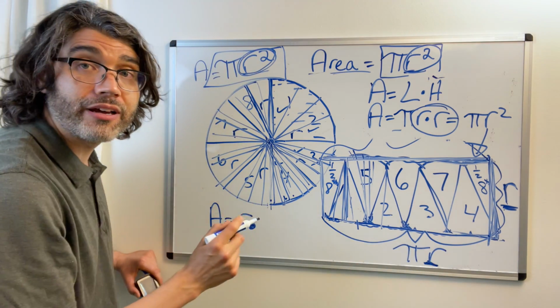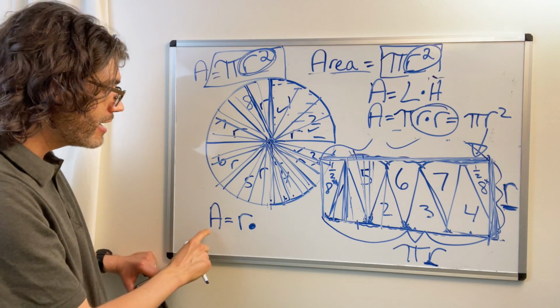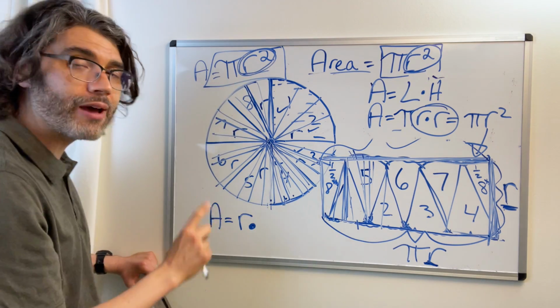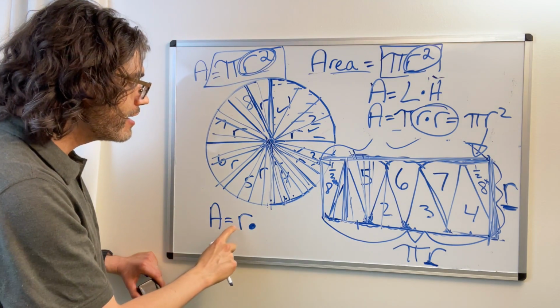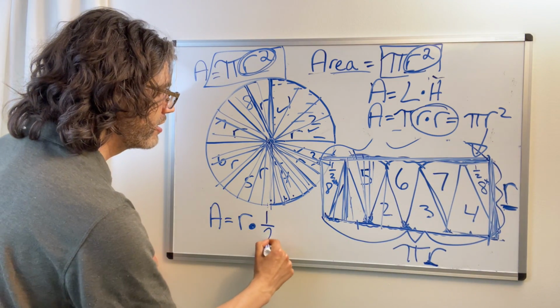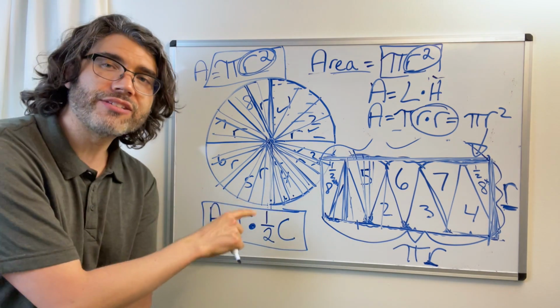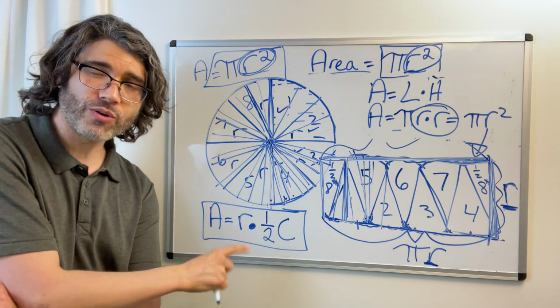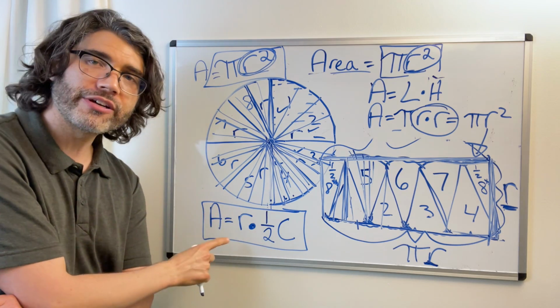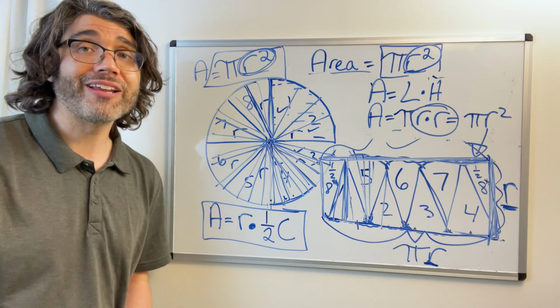So what I would challenge you, the next time you think of the area of a circle, is instead of saying area is pi r squared, think of area equals the radius times half the circumference. This is a much more satisfying way of thinking about the area formula for a circle. Just food for thought. Thanks.